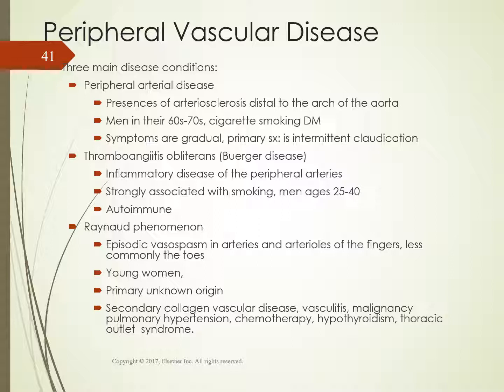Then we have thromboangiitis obliterans, or Buerger's disease. It's characterized by the formation of thrombi filled with inflammatory and immune cells. Thrombi become organized and fibrotic and result in permanent occlusion and obliteration of a portion of small and medium-sized arteries in the feet and sometimes the hands. It causes pain and tenderness in the affected area. It is associated with smoking, men in the ages of 25 to 40, and is considered autoimmune.